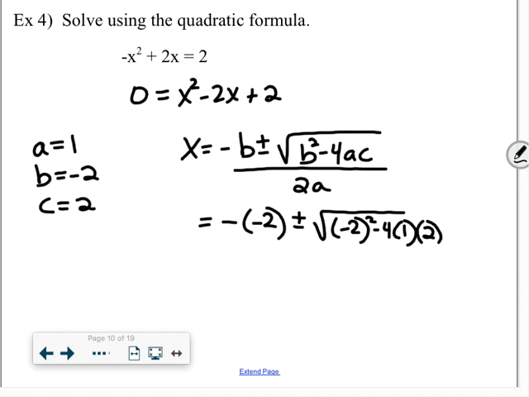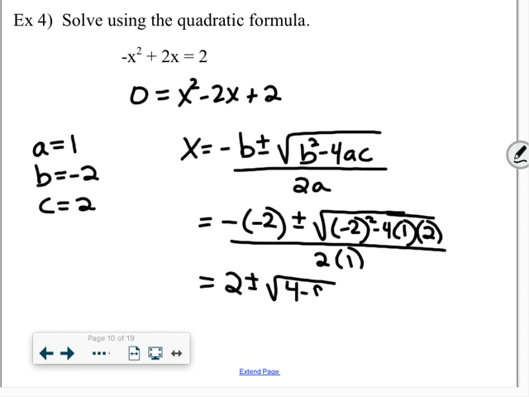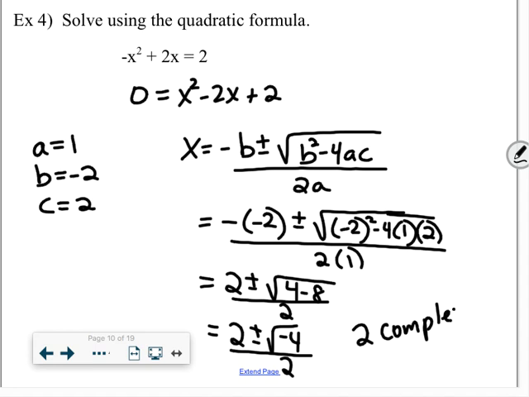All right, something weird happens here. What's the weird thing that happens? You get a negative under the radical. Today, we have to stop and say it's 2 complex solutions, because we don't know how to do this yet. But tomorrow we're going to find out how to do it. So you're not ever going to write down no solution, because there is a solution, but not in the real numbers yet.